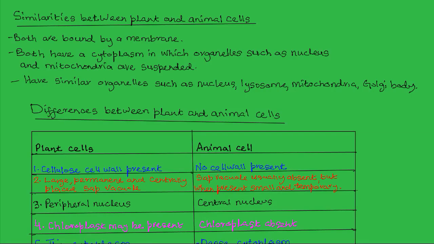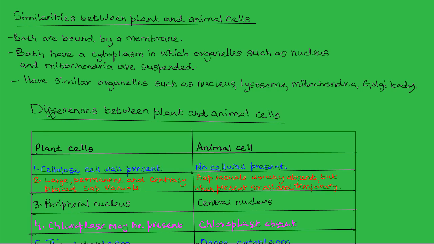A comparison between the plant and animal cells reveals both similarities and differences. In terms of similarities, both cells are bound by a membrane, a cell membrane that controls the movement of materials in and out. They both have a cytoplasm in which the various cellular organelles and other structures are suspended.